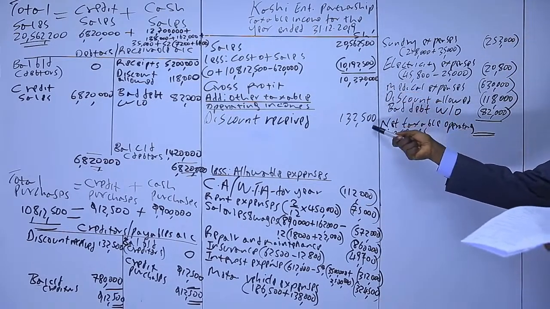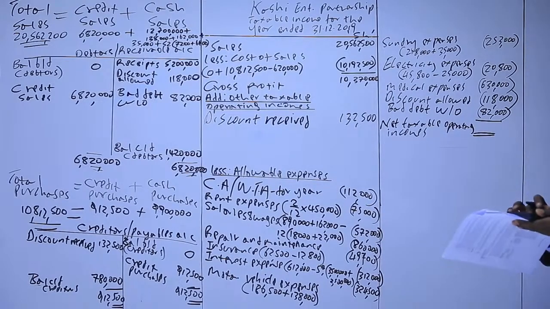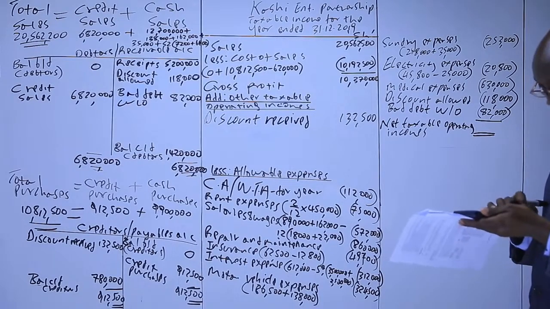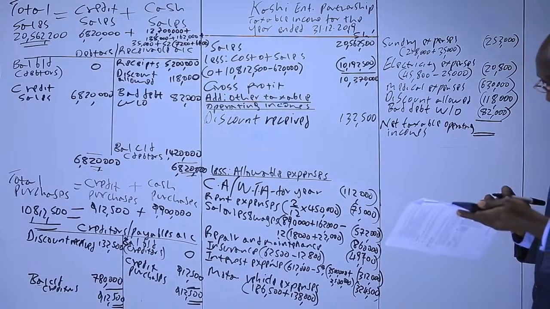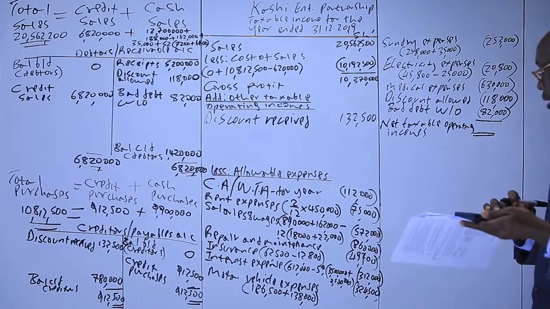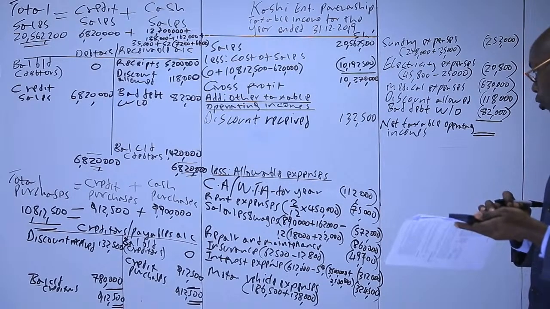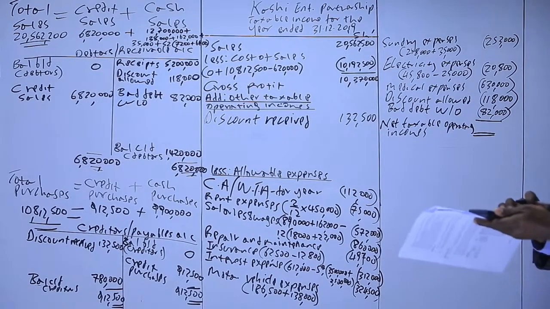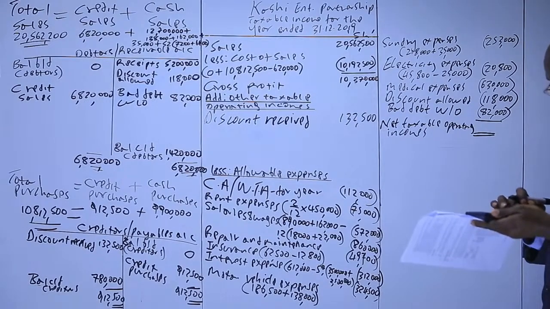It is the gross profit plus discount received minus these expenses. So we do the computation. So we start with the 10. There is 70,000 plus 132,500 minus 112,000 minus 75,000 minus 572,000 minus 860 minus 49,700.